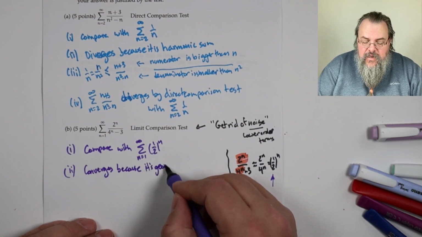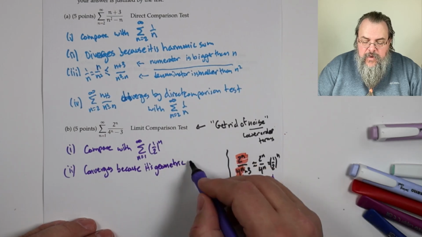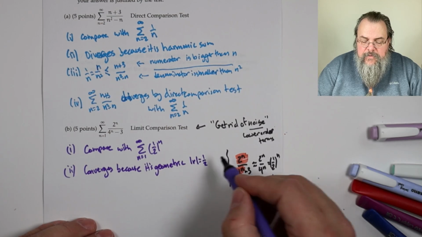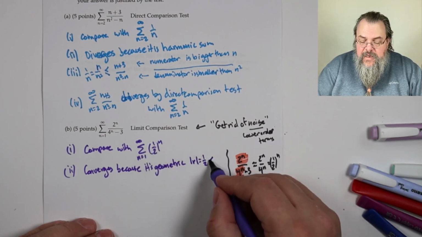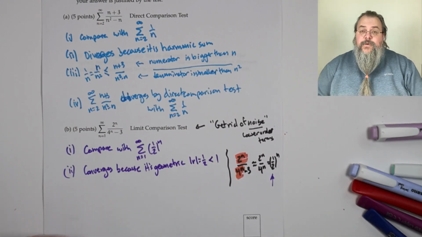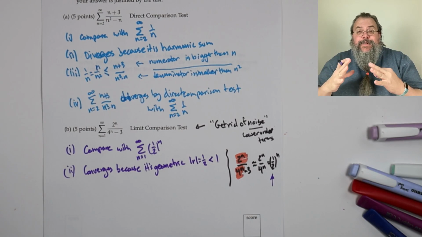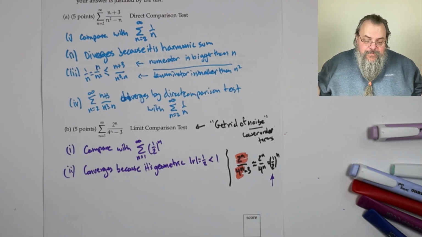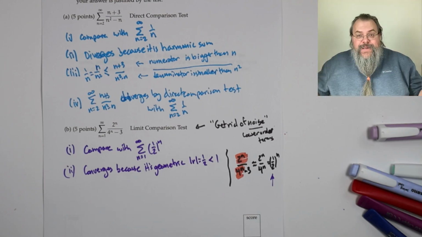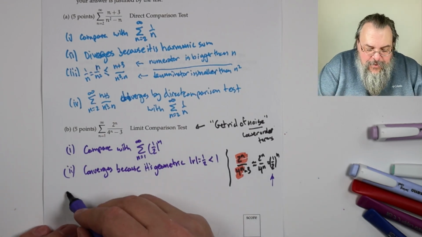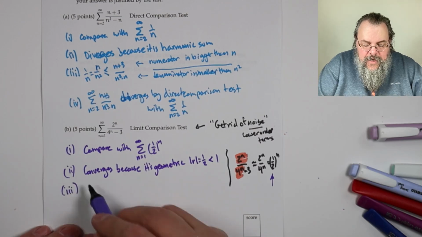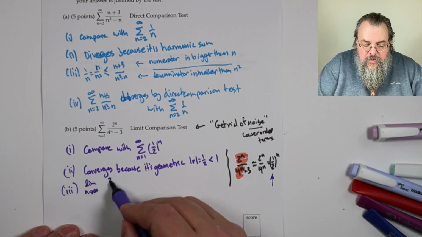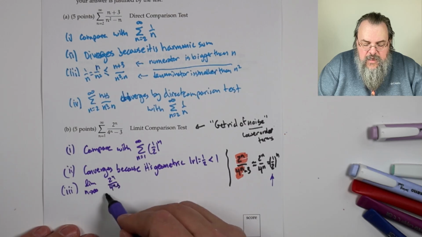And not only is it geometric, we can say, well, look, the absolute value of r is equal to 1/2, right? That's what we're multiplying by each time, and that's less than 1. So when you have something that you're multiplying each time that's small, it converges. If you have something multiplying each time that's big, it diverges. And small and big mean smaller than 1, bigger than 1. All right, now, what do we need to do here? How do we justify? Well, we take the limit as n goes to infinity of 2n over 4 to the n minus 3, divided by 1/2 to the n.